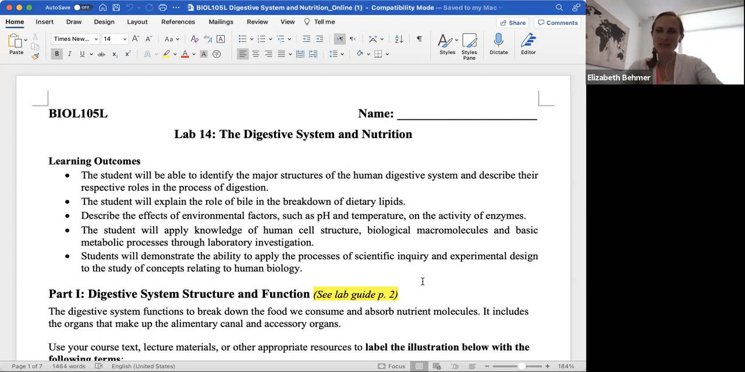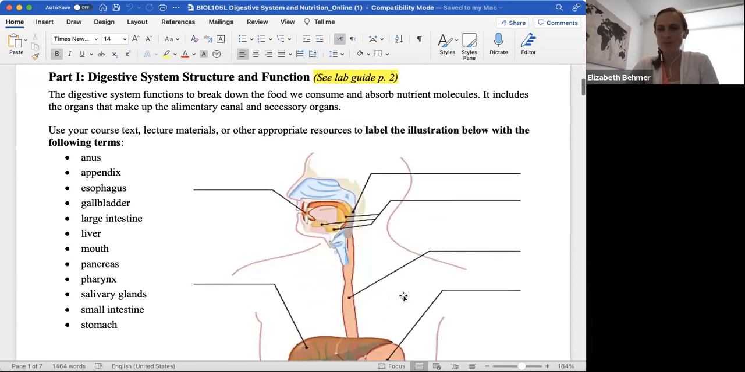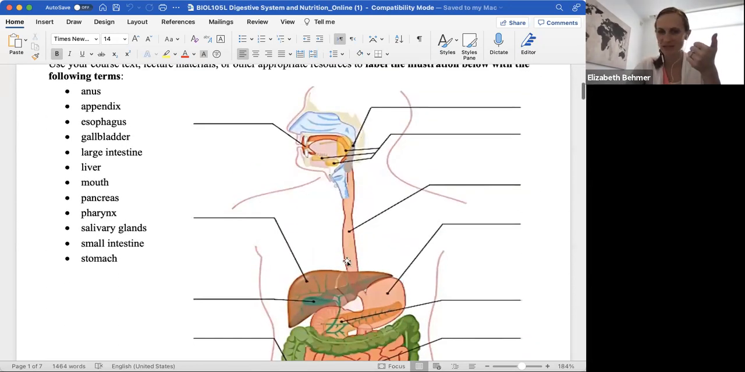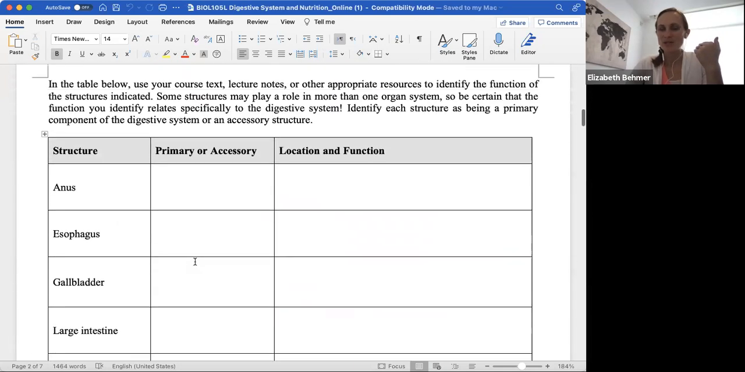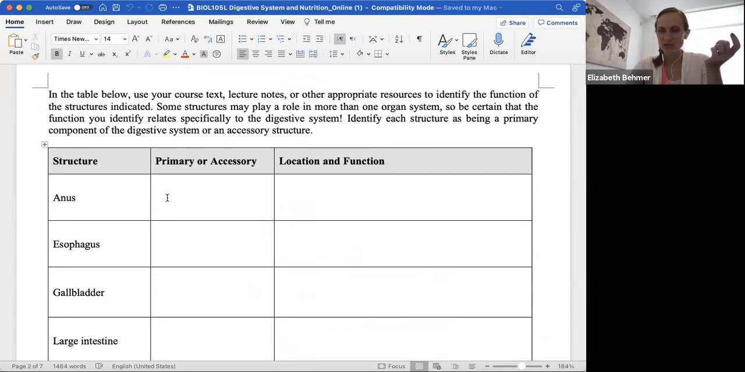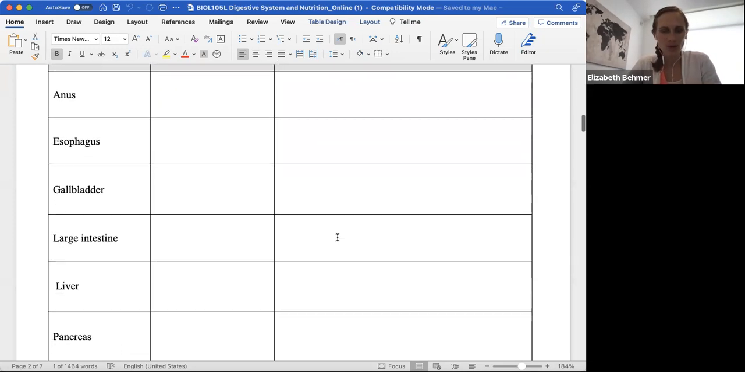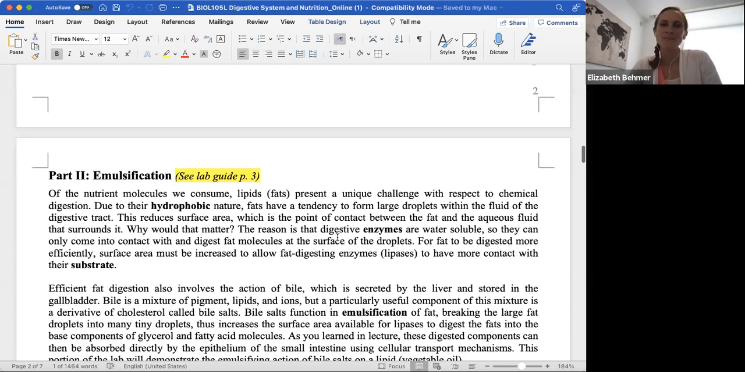In lab 14, the digestive system, for example, the first couple parts will be labeling the digestive system using the following terms, and then filling out this chart, which will describe the structure as primary or accessory. It's primary if it's a part of the digestive tube, and it's accessory if it secretes digestive fluids into that GI tract. And then you'll want to write the location and the function. So that's the bulk part of this lab.